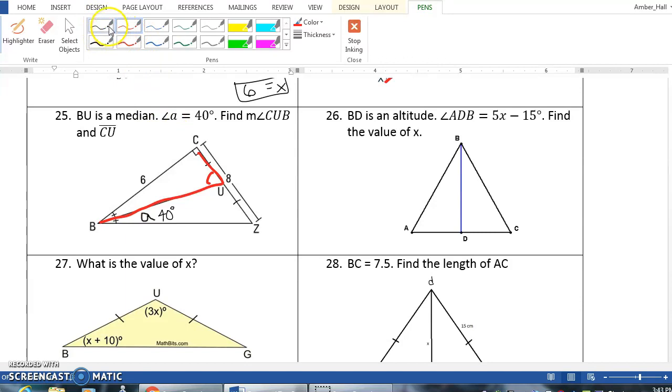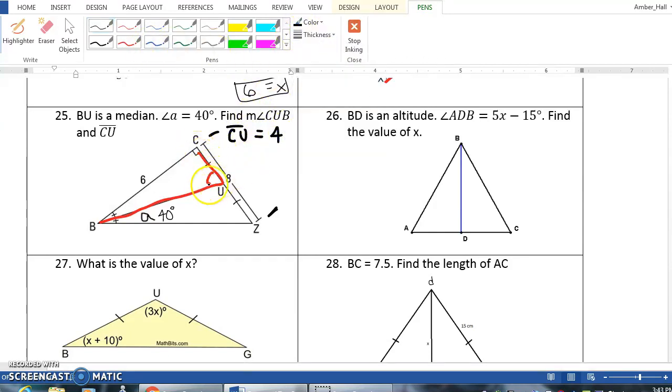Well, CU is very straightforward because it says that CZ is 8, and I know that CU is just half of 8 because it's a median, therefore it cuts in half. So CU has to equal 4.